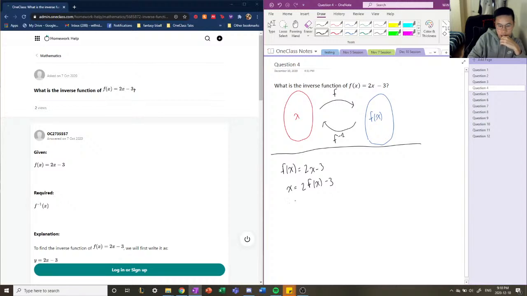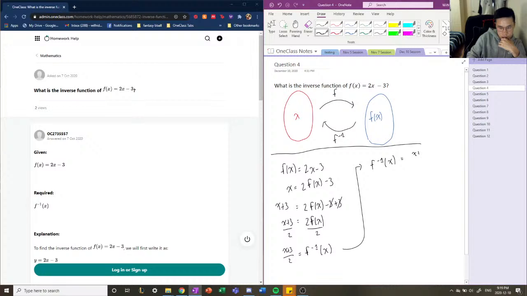We add 3 to both sides. So x plus 3 equals 2 f of x minus 3 plus 3. Let's cancel out here, and we're left with x plus 3 equals 2 times f of x. Then we want to get rid of this 2, so we divide both sides by 2. We're left with x plus 3 divided by 2 equals f inverse of x, where I'm changing the notation now.